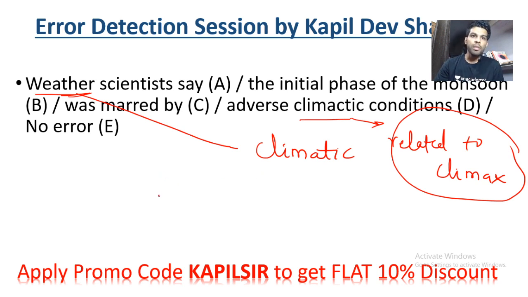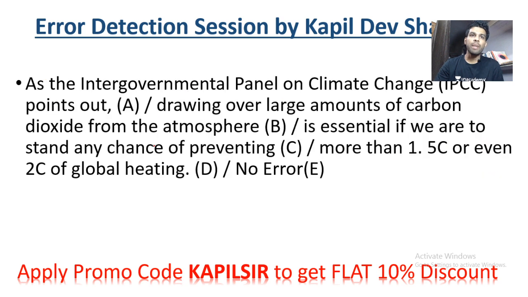Now, scientist is a plural version. Time is up. Last sentence from my side. As the Intergovernmental Panel on Climate Change, IPCC, points out, drawing over large amount of carbon dioxide from the atmosphere is essential if we are to stand any chance of preventing more than 1.5 C or even 2 C of global heating. Last sentence from my side.